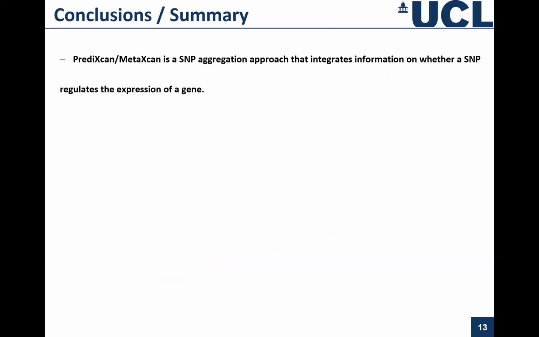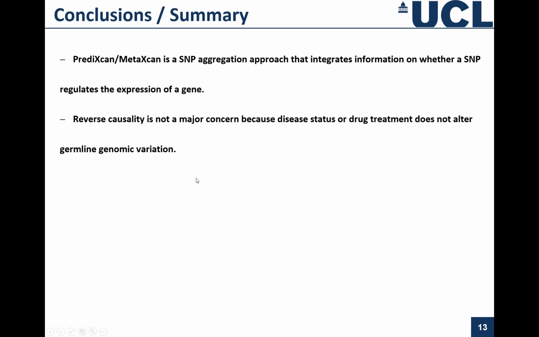So then to summarize, the published tools PredictXcan and MetaXcan are SNP aggregation approaches, which are integrating information on whatever SNP regulates the expression of a gene. Reverse causality is not a major concern because the disease status and the drug treatment do not alter the germline genomic variation. This reverse causality might be a case in all of the studies which are directly measuring gene expression and then performing gene expression phenotype correlation.